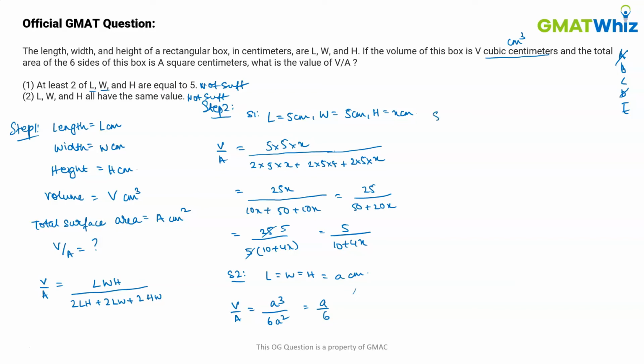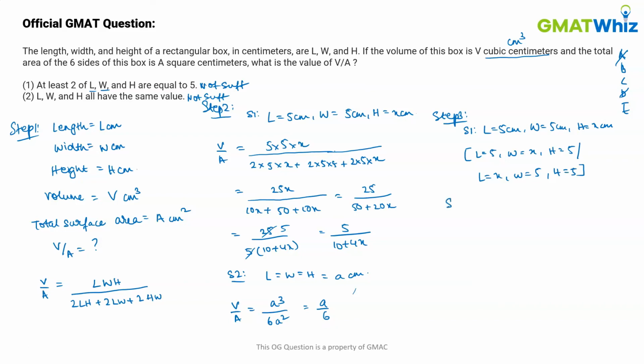And we move on to the last step, which is step 3, and analyze both the statements together. Now let's write down the information that we have from statement 1 and statement 2 first. So statement 1 tells us that L is equal to 5 centimeter, W is equal to 5 centimeter and H is equal to X centimeter. You can also take L to be equal to 5, W to be equal to X and H to be equal to 5, or L to be equal to X, W to be 5 and H to be 5. This would all yield the same result.